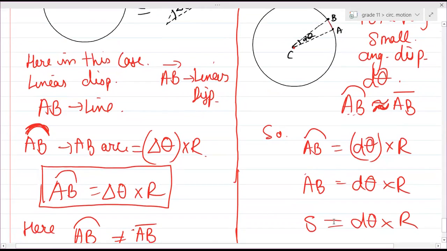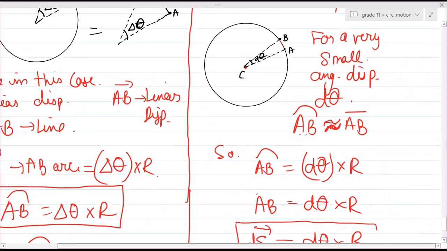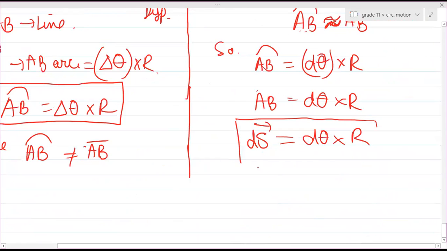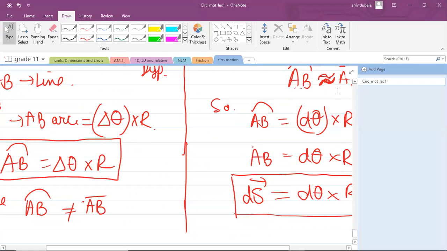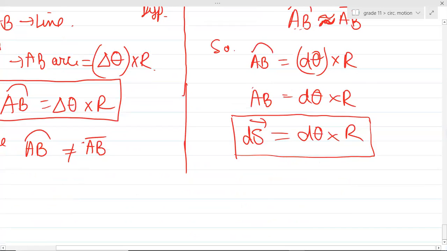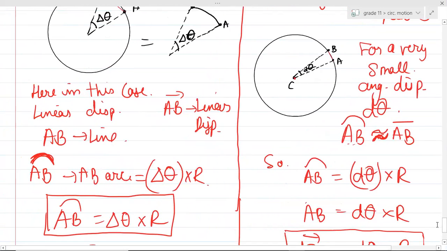So can you see, guys, this small displacement equal to this? Please write it. Tell me to move up or down whenever you want.